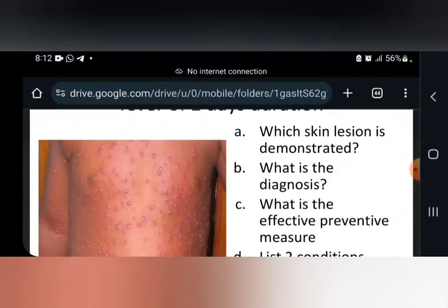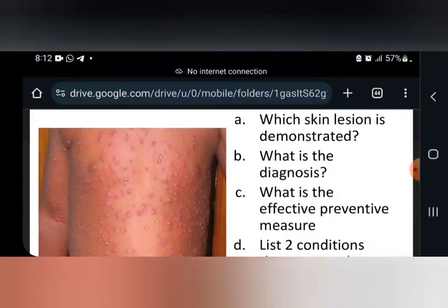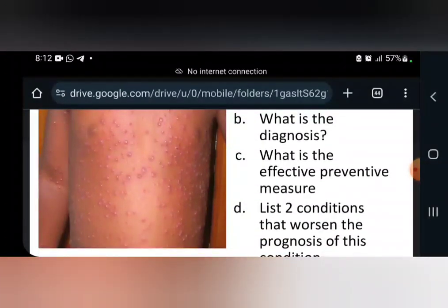So in all, which skin lesions do you see? You see papules, you see vesicles, and you see pustules. So you see papulo-vesicular-pustular rashes. Those are the skin lesions that you visualize here. Now, what is your diagnosis?